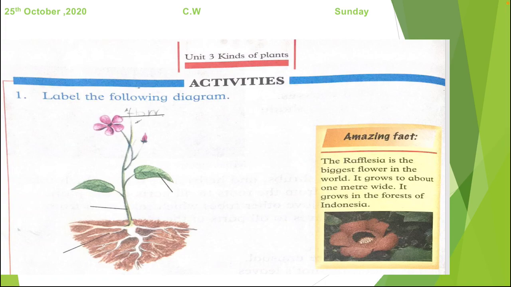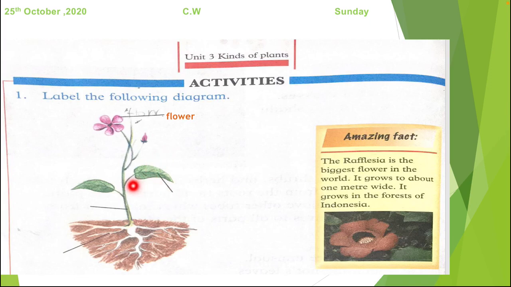So first of all, write down classwork, date and day on the top of your book. So today is 25th October 2020 and the day is Sunday. Question number 1.